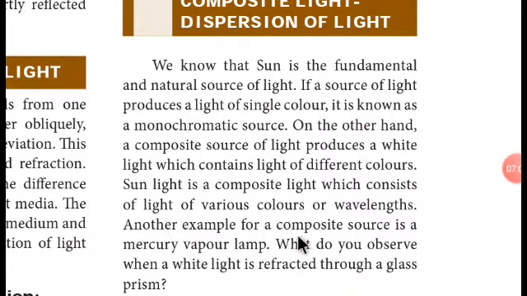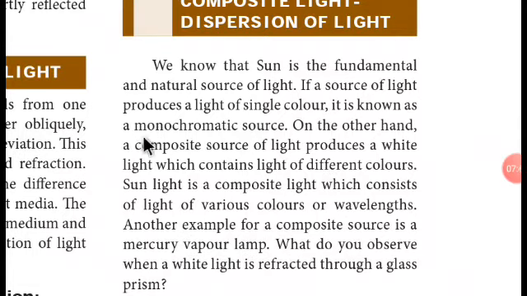Another example of a composite source is a mercury vapor lamp. I too haven't heard about this lamp, but what you can think of is a light which emits some kind of whitish yellow color. That is also a mixing of some colors, but red color is added in some extra quantity. That's why it emits a light yellow color. It may be a mercury vapor lamp, I guess. I don't know exactly what that is.